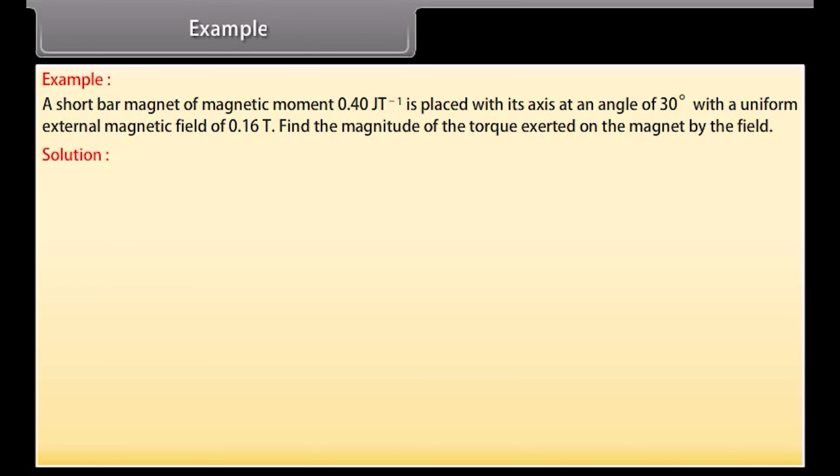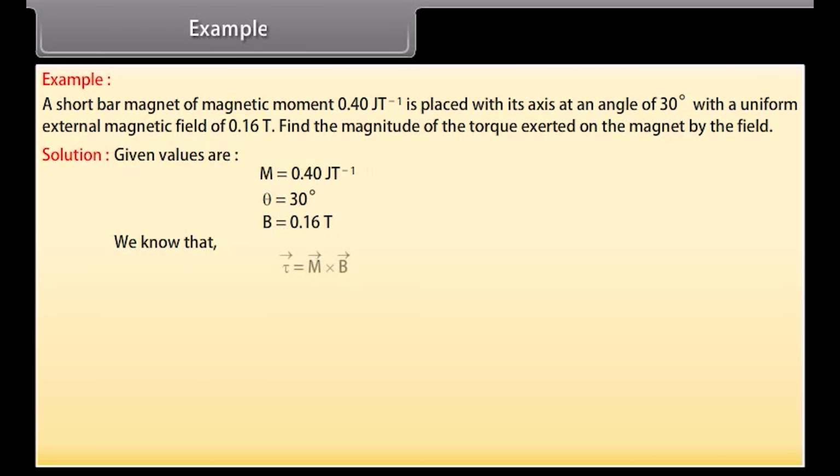Let's see the solution. Here given values are: M is equal to 0.40 joule per Tesla, theta is equal to 30 degrees, B is equal to 0.16 Tesla. We know that τ is equal to the cross product of M and B, or in terms of magnitude, τ is equal to mB sin θ.